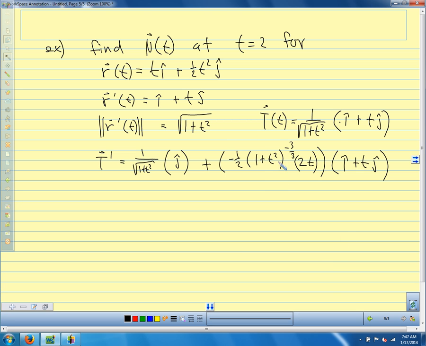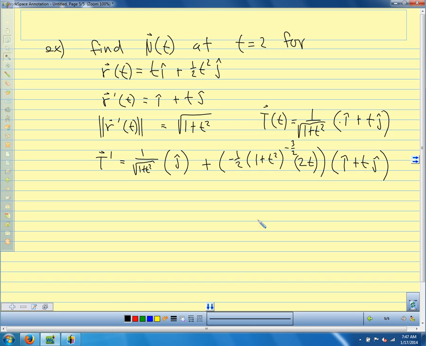What's that? Oh, it should be 3/2. Did I do it upside down? 3/2. Right, I changed the wrong 3. So there's our product rule.